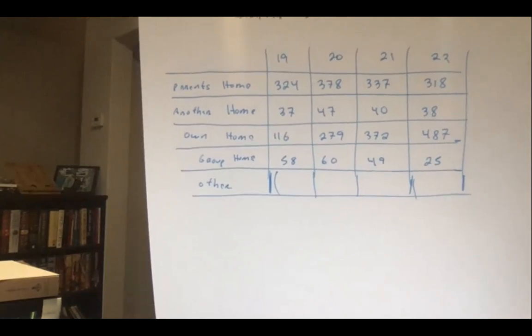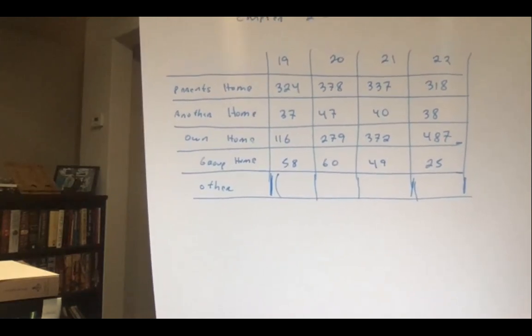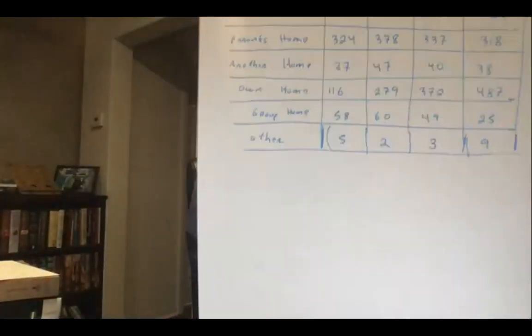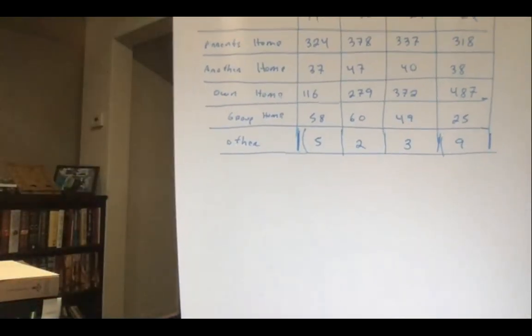So I just want to make sure, is everyone with me so far? Stop me if you're not. The last row is 5, 2, 3, and 9. So this is where we're at right now.